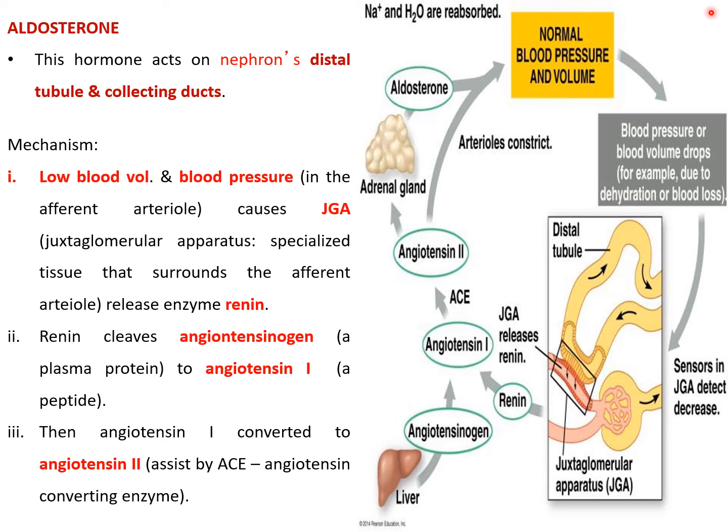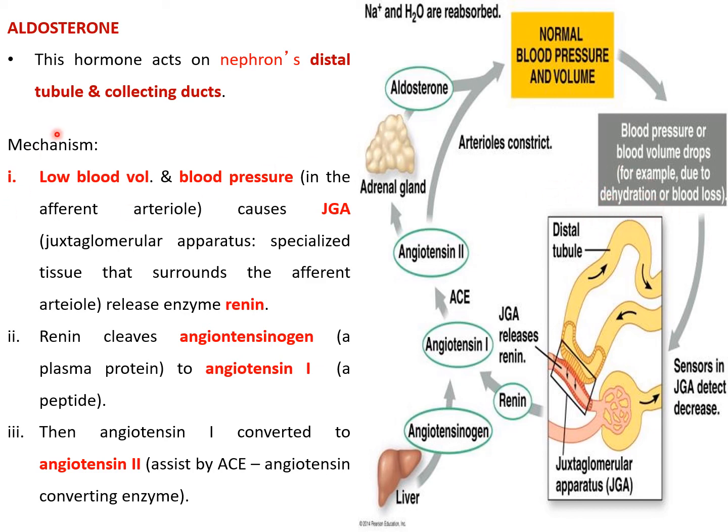So it says here, okay, kalau tengok kat sini, it says here normal blood pressure and volume. But if blood pressure were to decrease and blood volume were to drop, for example, due to dehydration or blood loss. Blood loss ni macam maksudnya you are losing too much blood due to certain accident, for example. Okay. So this is where aldosterone will take part, and also masa dehydrate lah, kan, your body is lacking water.